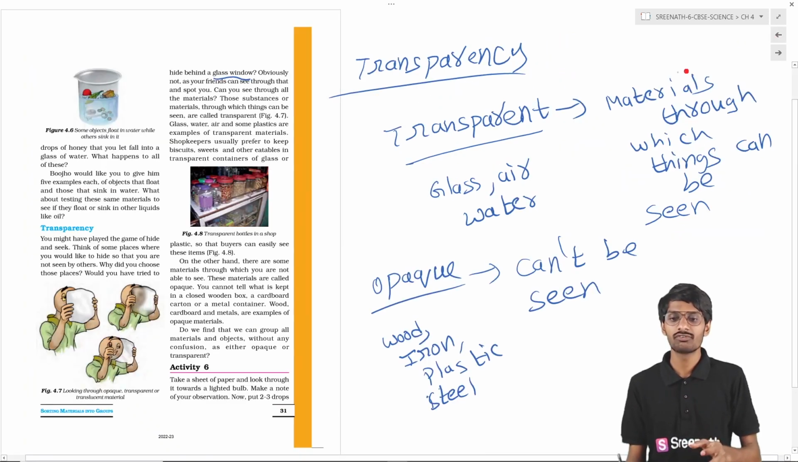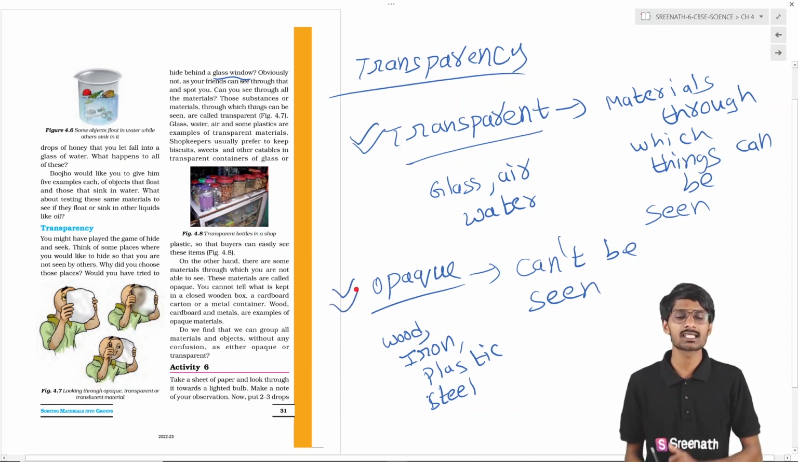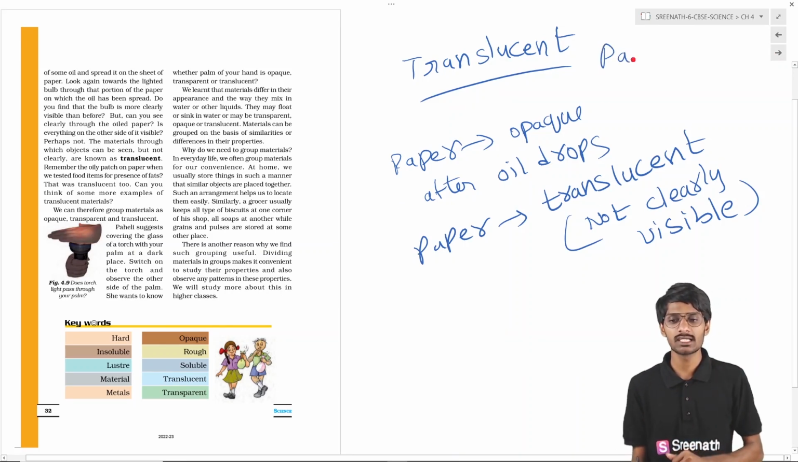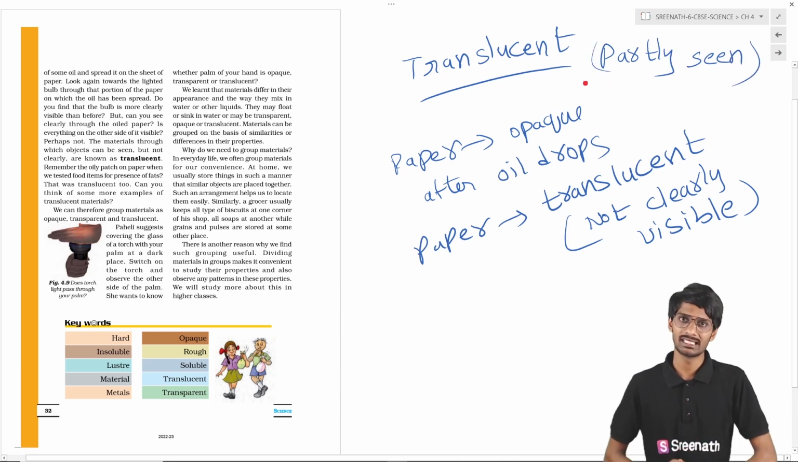Which means if you clearly see the things, then we say it is transparent. If you can't see the things, we say that is opaque. If you see partially, partly seen, not clearly, then we say that is a translucent material, students.